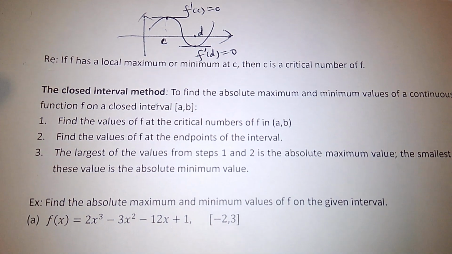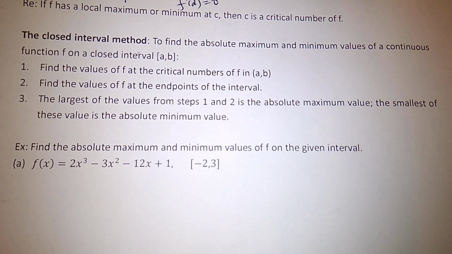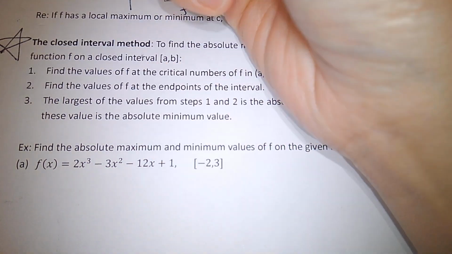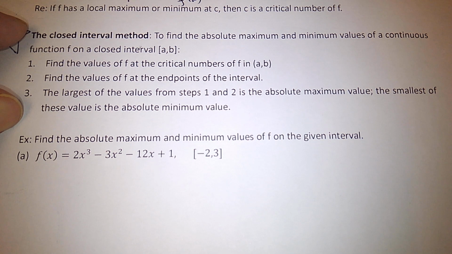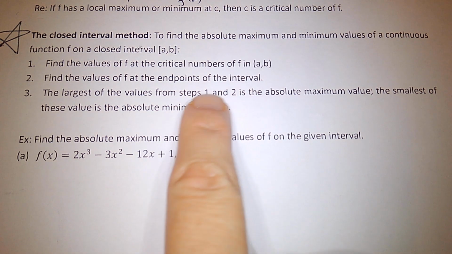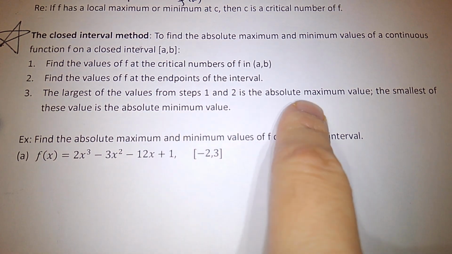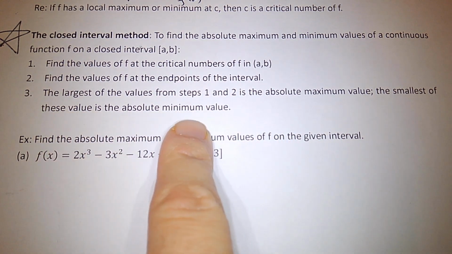All right, so this is a remark. Now we're going to look at the closed interval method. I'm going to ask a volunteer to read this method, then we'll try one question in class. Simon, can you read the closed interval method? To find the absolute maximum and minimum values of a continuous function f on a closed interval [a, b]: one, find the values of f at the critical numbers of f in (a, b). Two, find the values of f at the endpoints of the interval. Three, the largest of the values from steps 1 and 2 is the absolute maximum value, and the smallest of these values is the absolute minimum value.